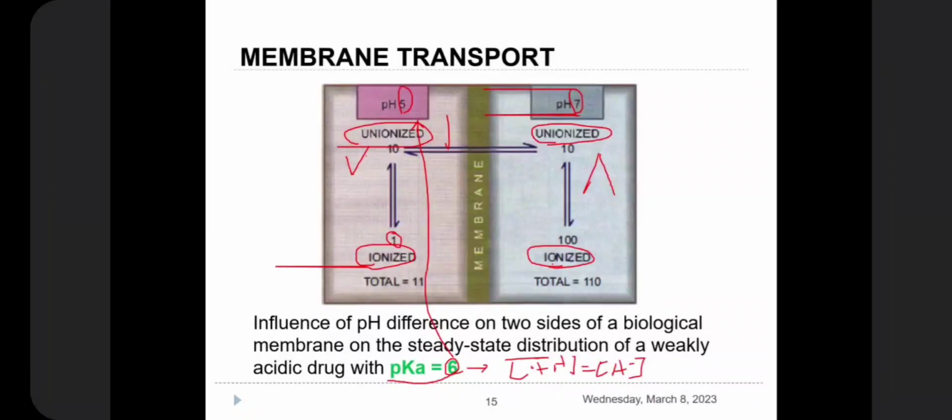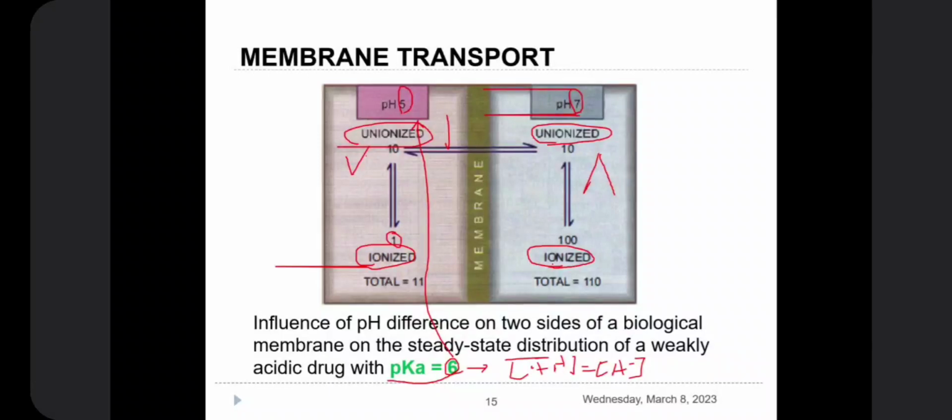If you don't understand why and how to calculate this equation, you just need to understand the conclusion. That is what I tell you. Just to give you the conclusion: the basic drug in the basic environment, the major form is the molecular form, the unionized form. And when a base drug is in the basic environment, the majority form is also unionized.